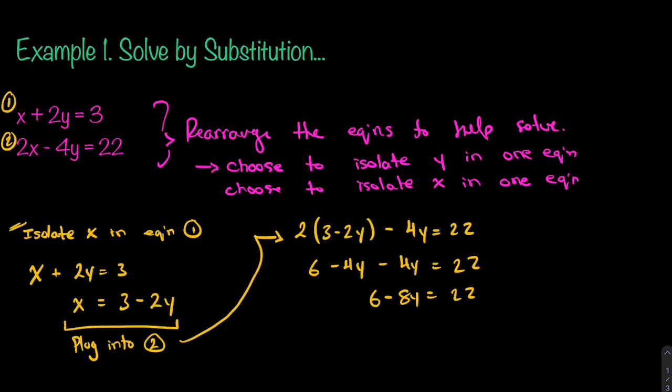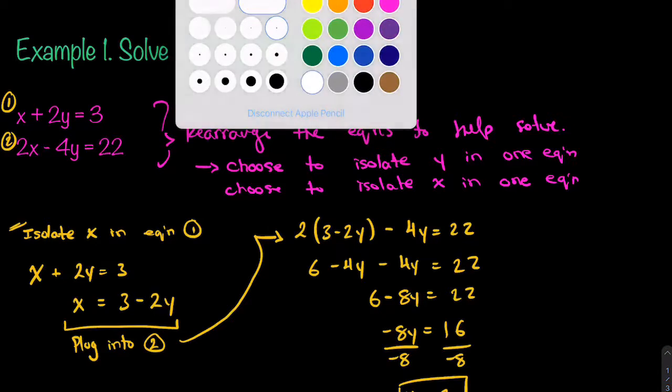And what can we do? We can move that 6 to the other side by subtracting it. So we get negative 8y equals 16. We divide by negative 8, and we're left with y equals negative 2. So just like that, we've been able to solve this without even doing our subtraction or addition method, and we've got what the y coordinate is for the system of equations. So now you know exactly what to do from this point out, and we just need to plug into another equation.